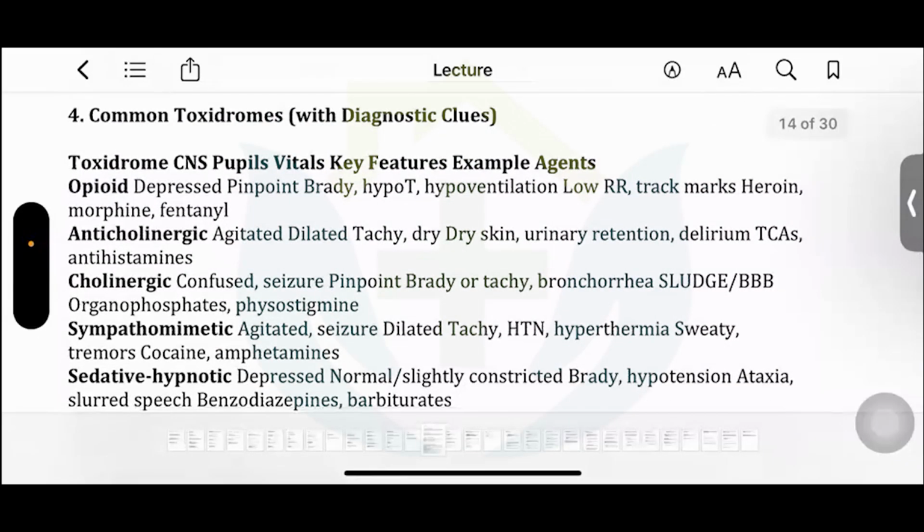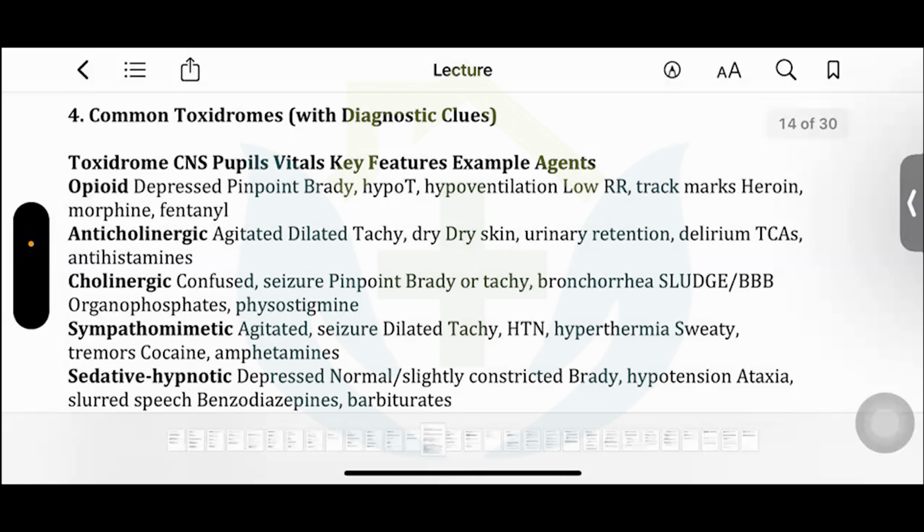So, what are the common toxidromes with diagnostic clues? I'm giving all of them. So, toxidrome, CNS, pupil size, vitals, key features, examples, and agents. We should be looking with these particular headings. So in opioid, the CNS is depressed, pupils are pinpoint, vitals are bradycardia and hypotension, hypoventilation, low respiratory rate, and key features are track marks for heroin injections, morphine, and fentanyl. These are the major agents that cause these toxidromes.